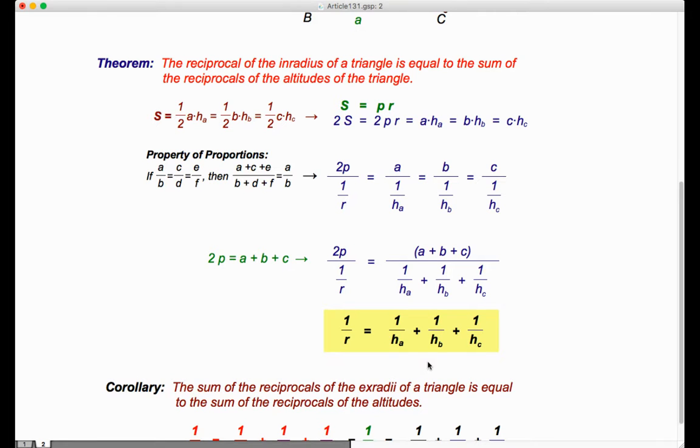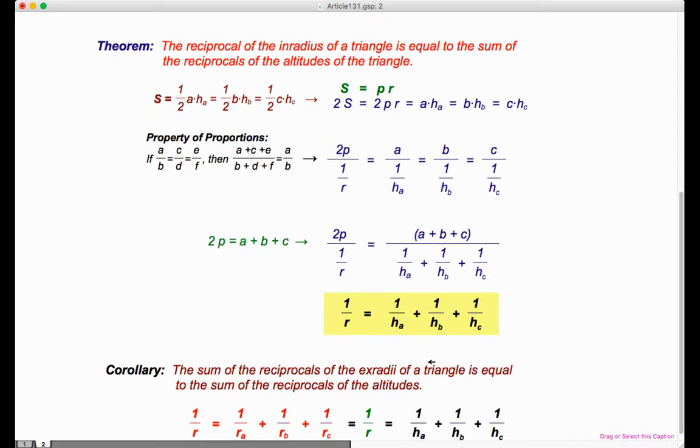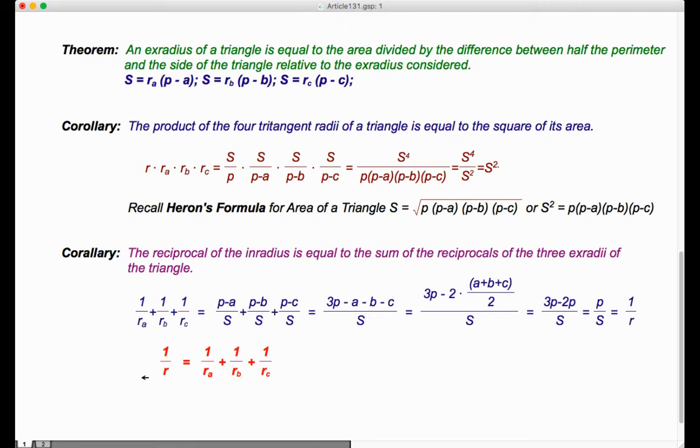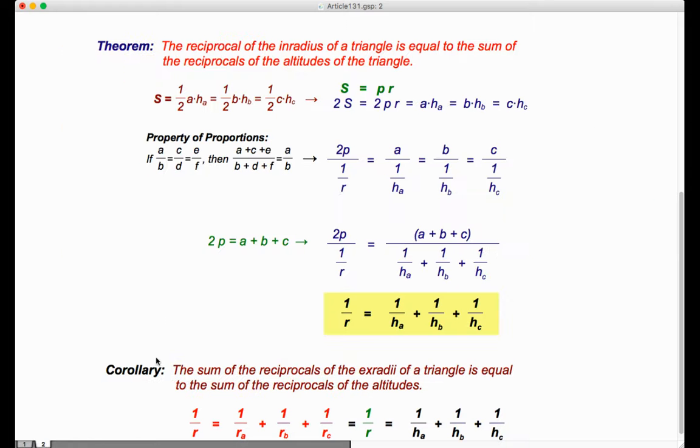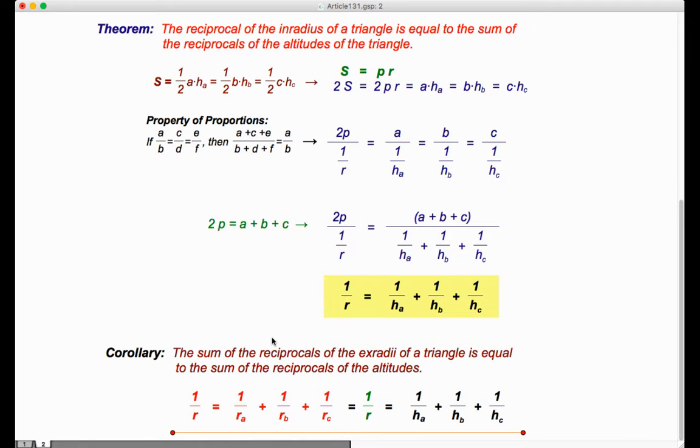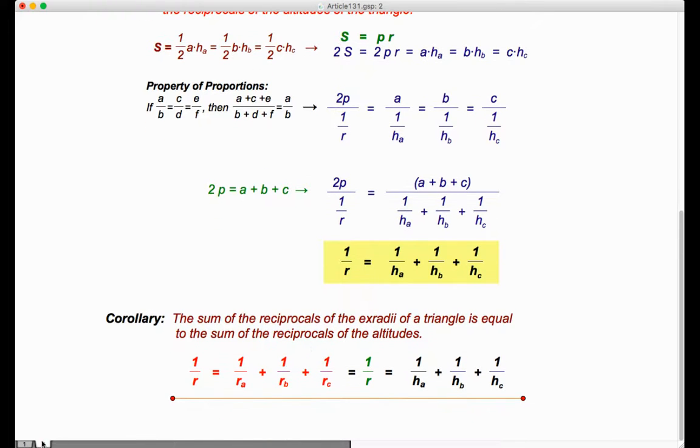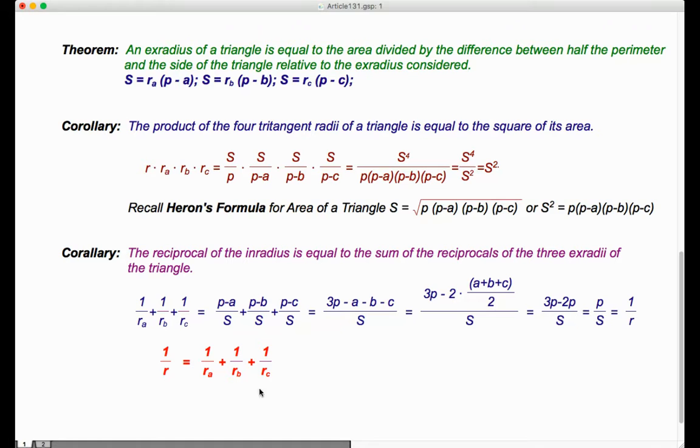And last but not the least is a corollary, which is a consequence of this theorem and the previous corollary. Okay? So, the sum of the reciprocals of the exradii of the triangle is equal to the sum of the reciprocals of the altitudes. So in the previous page, we had this. 1 over r is equal to 1 over r sub a plus 1 over r sub b plus 1 over r sub c.